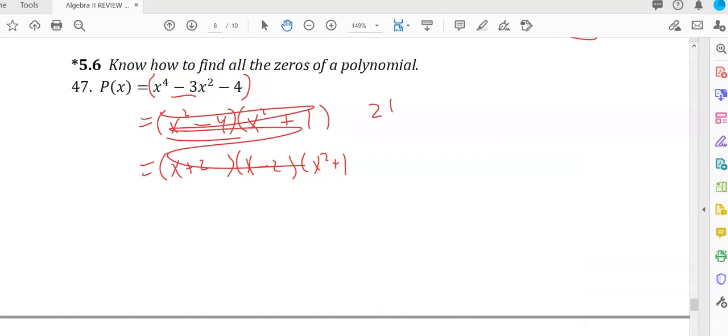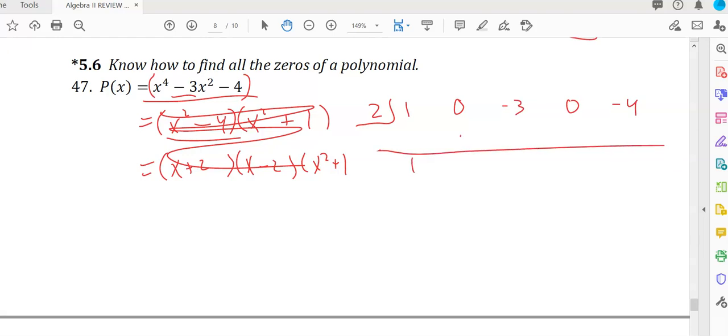So you do 2 in the boxes, take one of them out at a time. Put the coefficients. Don't forget zeros for the ones that are missing. So there's no x cubed, so I'm going to put 0 there. Negative 3, there's no x, so I'm going to put 0 and negative 4. I know the remainder should be 0 here. So 1, this would be 2, 4, 1, 2, 2, 4. Remainder 0. That's beautiful.